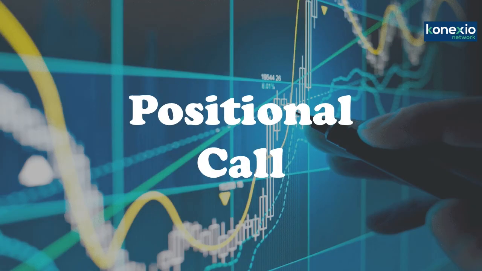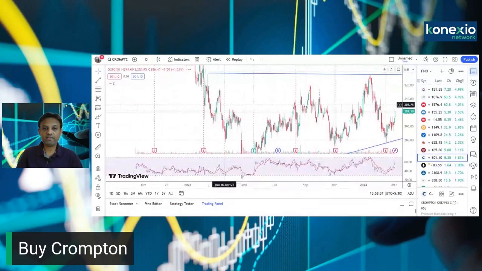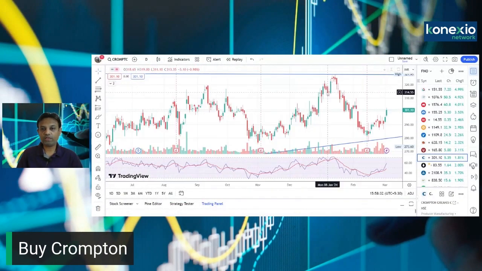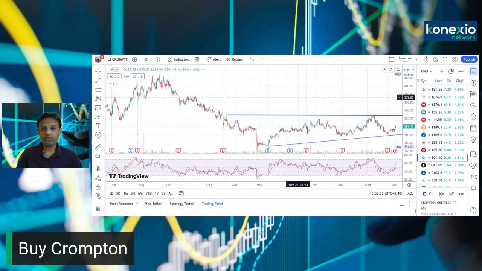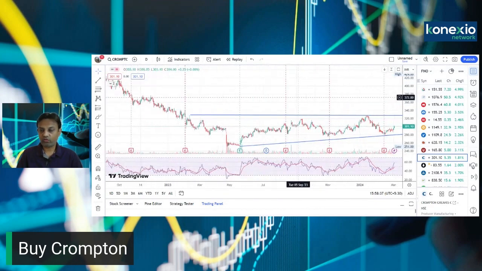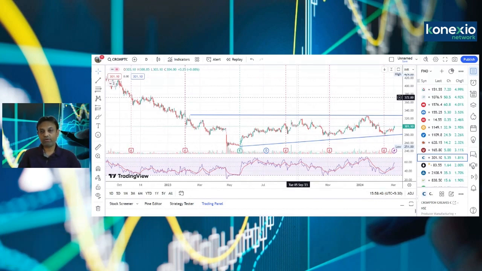So friends, now let us come to the final segment of our show, which is the positional call, or a stock which can give decent return from these levels. I've identified one stock. The name of the stock is Crompton. Now this is the daily chart of Crompton Greaves. Now you can clearly see it is forming a triangular formation. It is yet to give a breakout. It is quite a distance from this particular juncture.